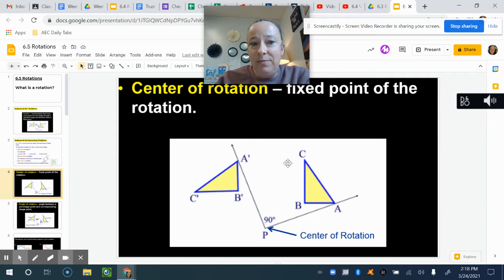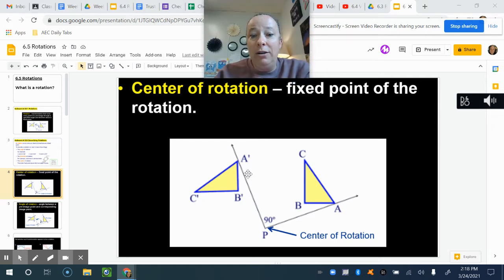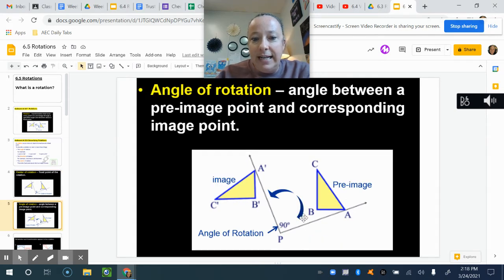This is just another talking again about the center of rotation, this fixed point. This is not a note card, but I just wanted to say that this is the center of rotation, that fixed point that you are rotating around. Angle of rotation, this is 90 degrees. Now this is 90 degrees counterclockwise. That's not how you would read a clock, so that's counterclockwise.